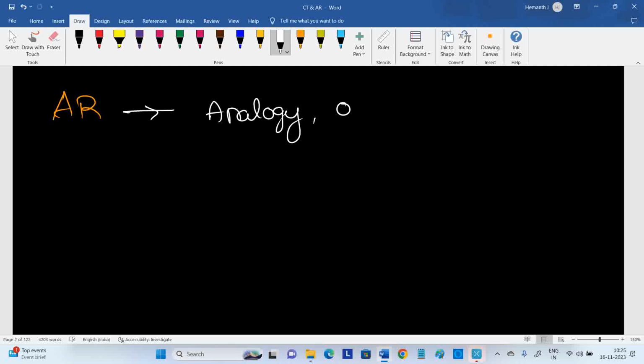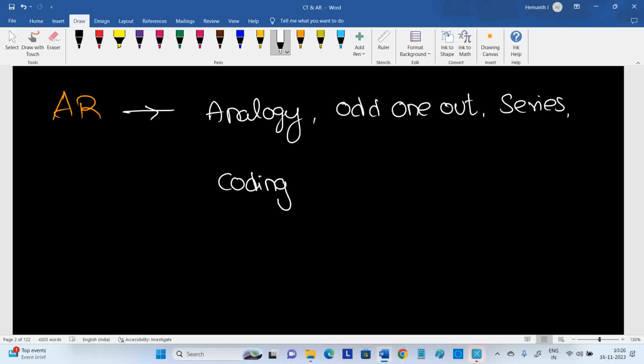In abstract reasoning, what's the discussion? In short, what did we say? Analogy questions, odd one out, series, coding and decoding, same topics, no deviation in that. Analogy, odd one out, series, coding and decoding, and visual reasoning or image based reasoning.